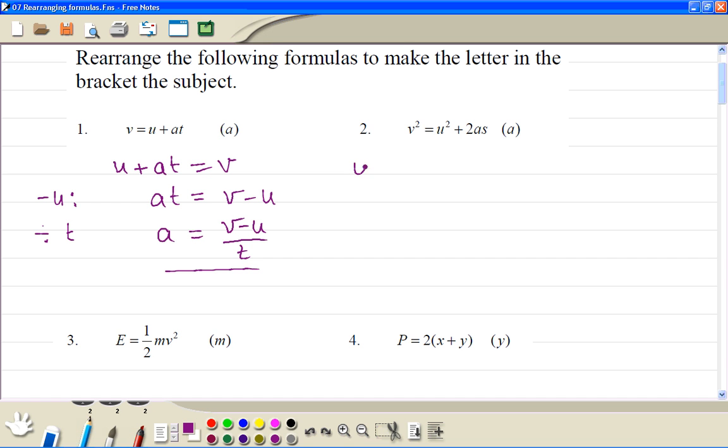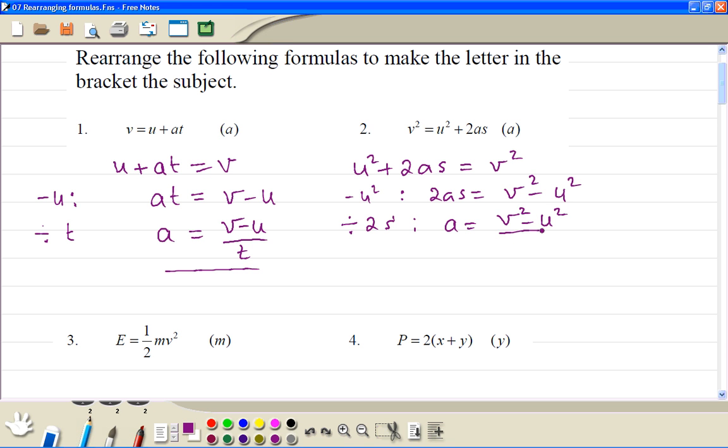So here we have u squared plus 2as equal to v squared. Subtract u squared from both sides, so we get 2as equal to v squared minus u squared. Now divide both sides by 2s, so we get a is equal to v squared minus u squared divided by 2s.